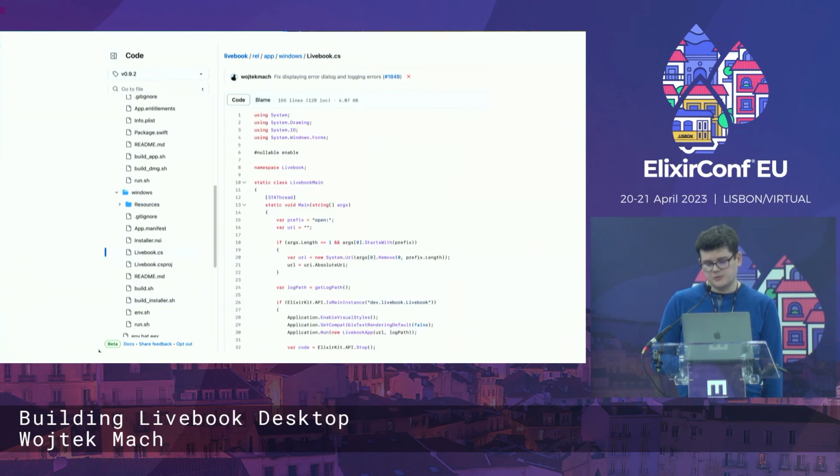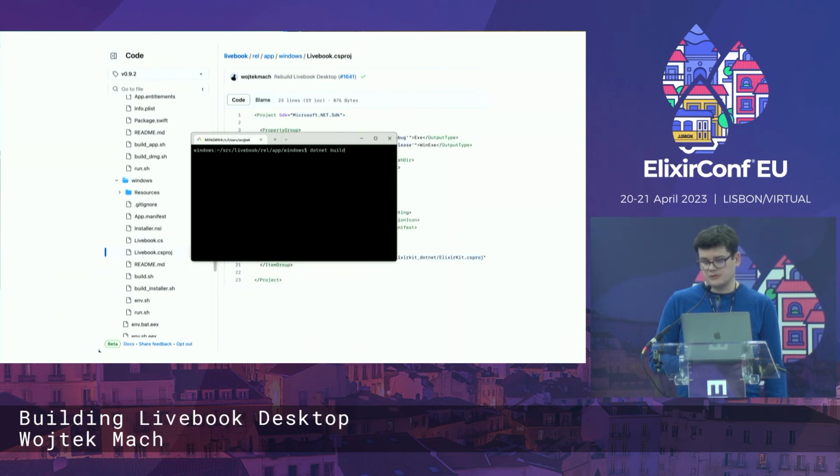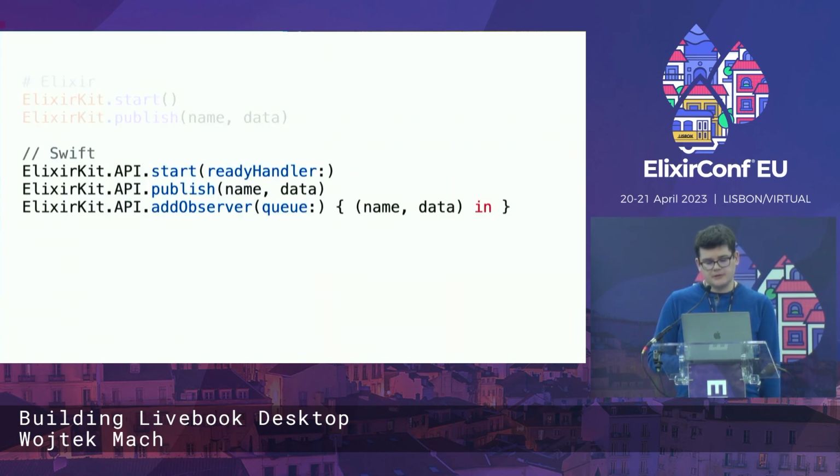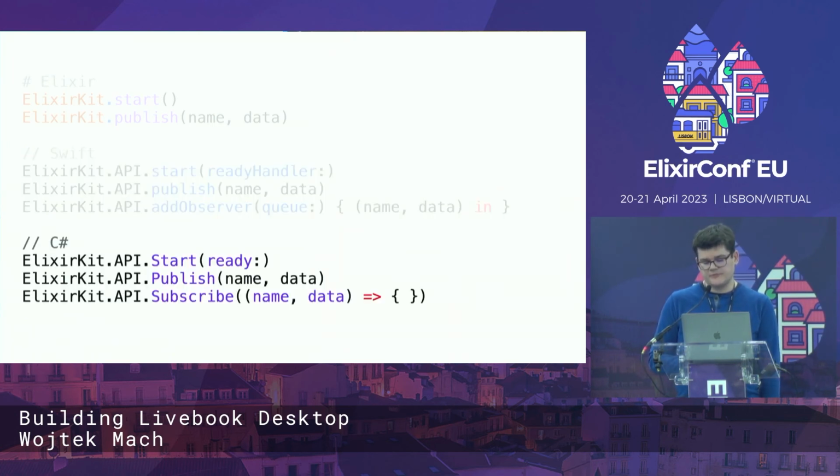So we have livebook.cs, or C#, for Windows as well. And again, we have the .NET build. We can use the .NET build tool. The API is really straightforward. We just start ElixirKit, subscribing to events, and you can publish events. So that's on the server side. And then on the client side, again for Swift, we start ElixirKit. This establishes a TCP connection between the front end and the server, so they exchange messages over that connection. And we can publish events, or we can subscribe to events. And we have the same for C#.